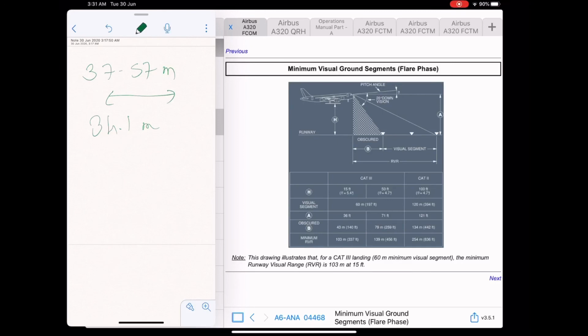Minimum visual ground segments, flare phase. Again, it is showing how far ahead the pilot can see when you're flaring the aircraft. This is a bit too technical, so I'm not going to go much into it, but it's giving you various dimensions in meters and feet of the minimum required visual runway range that you need to have, the obscured part, and the visual segment that you can see for Cat 3 and Cat 2, which are different weather minimas.